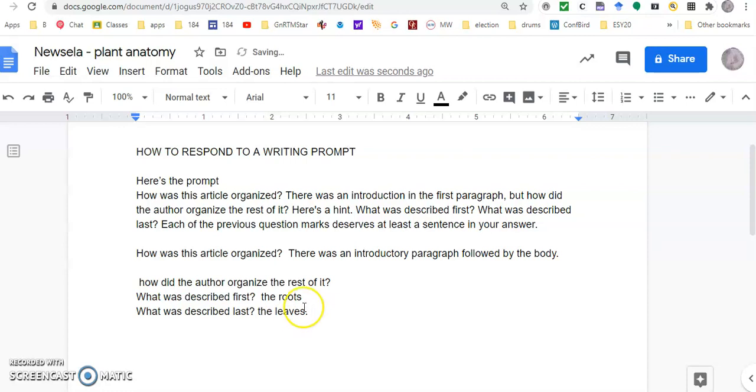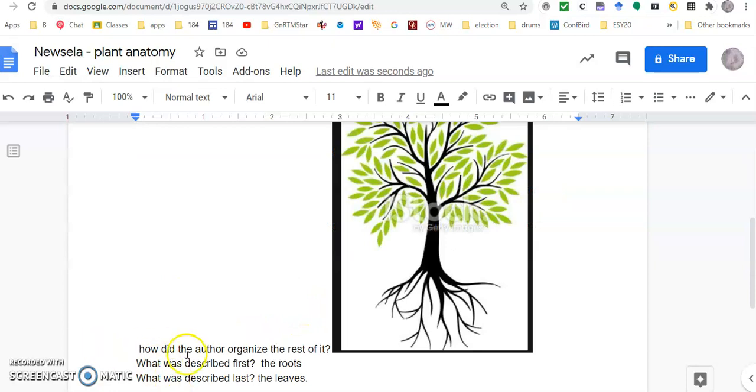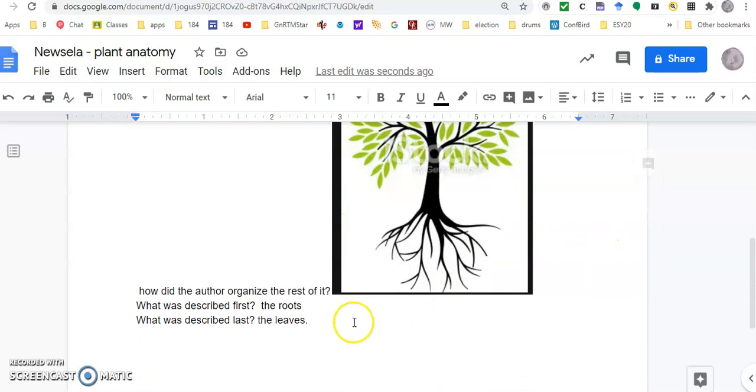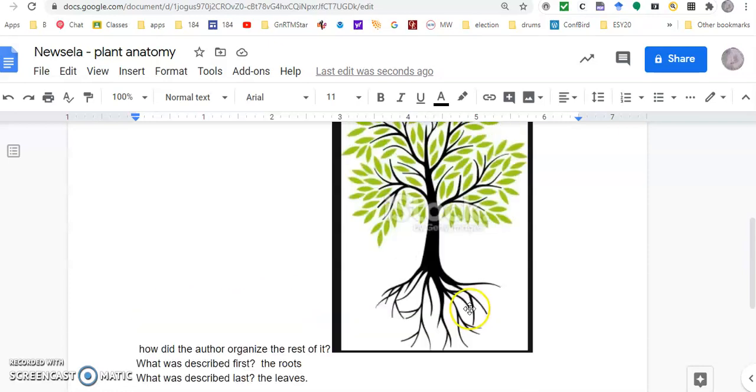Now let's think a minute. What does a plant look like? So what does a plant look like? Well, let's look here. Roots, stem, leaves. So the author described the roots first, described the leaves last.